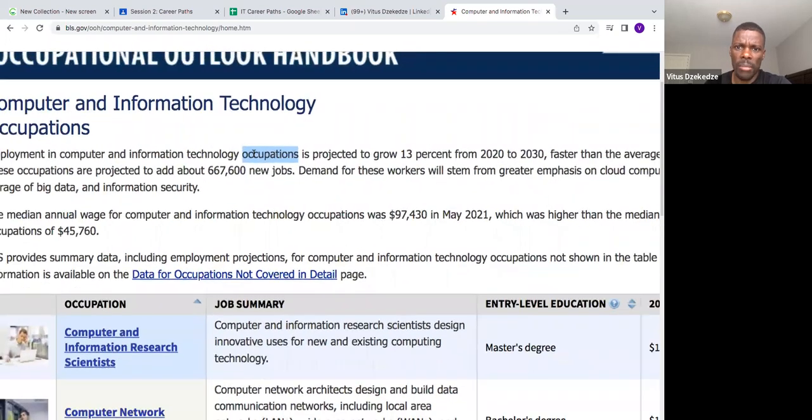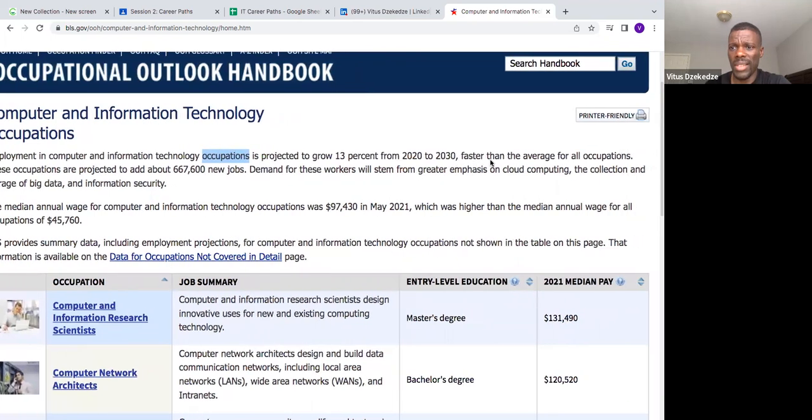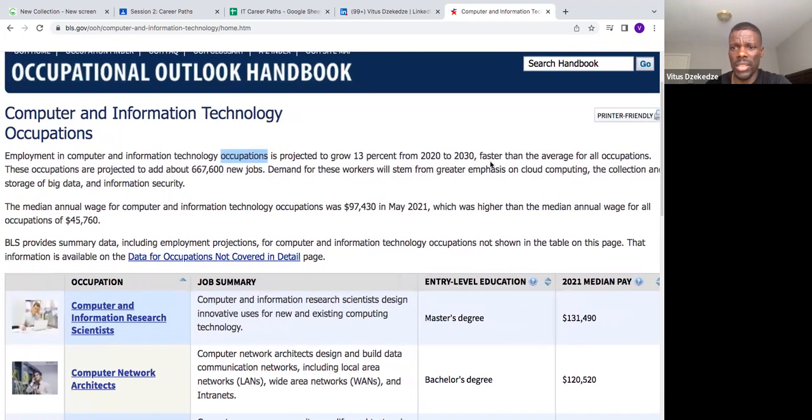The occupations are projected to grow 13% from a couple years ago to 8 years, okay? It's faster than the average. Everybody knows that IT jobs are hot, right? The occupations are projected to add almost 700,000 new jobs. Now, this is focused on the US only. If you look at the world at large, it's even bigger than that, okay?